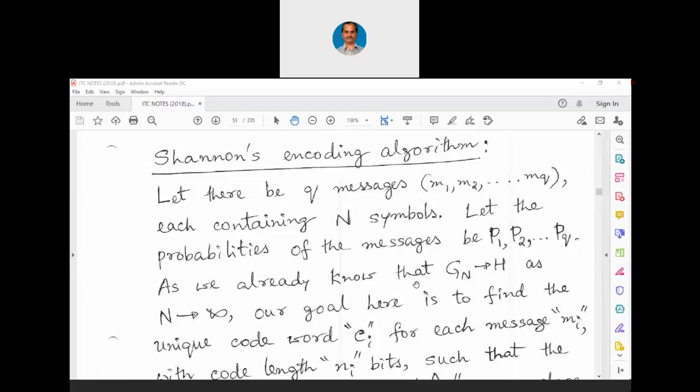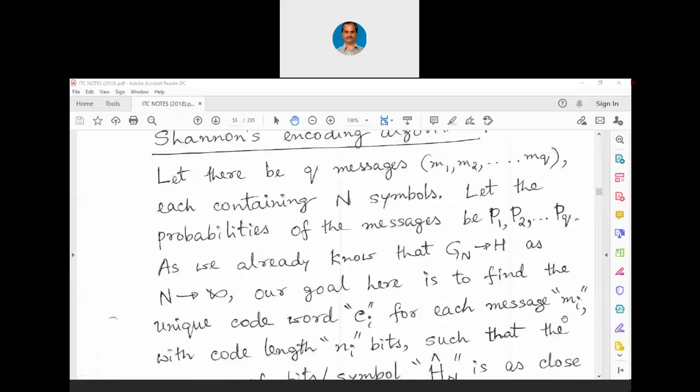As we already know, Gn tends to H as N tends to infinity, right? If the number of symbols in a sequence is increasing, Gn tends to H as N goes to infinity, this we have already seen. So our goal here is to find the unique code word Ci for each message Mi with code length Ni bits.